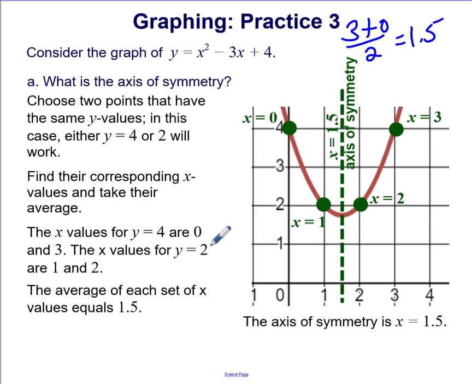Suppose we had y is equal to 2 and we use these x values, x is equal to 1 and 2. If I take the average of 1 and 2, that still is going to be 1.5. So either case, whatever sets of x values we use, the distance from the axis of symmetry to the parabola is going to be the same. The axis of symmetry is going to be 1.5.